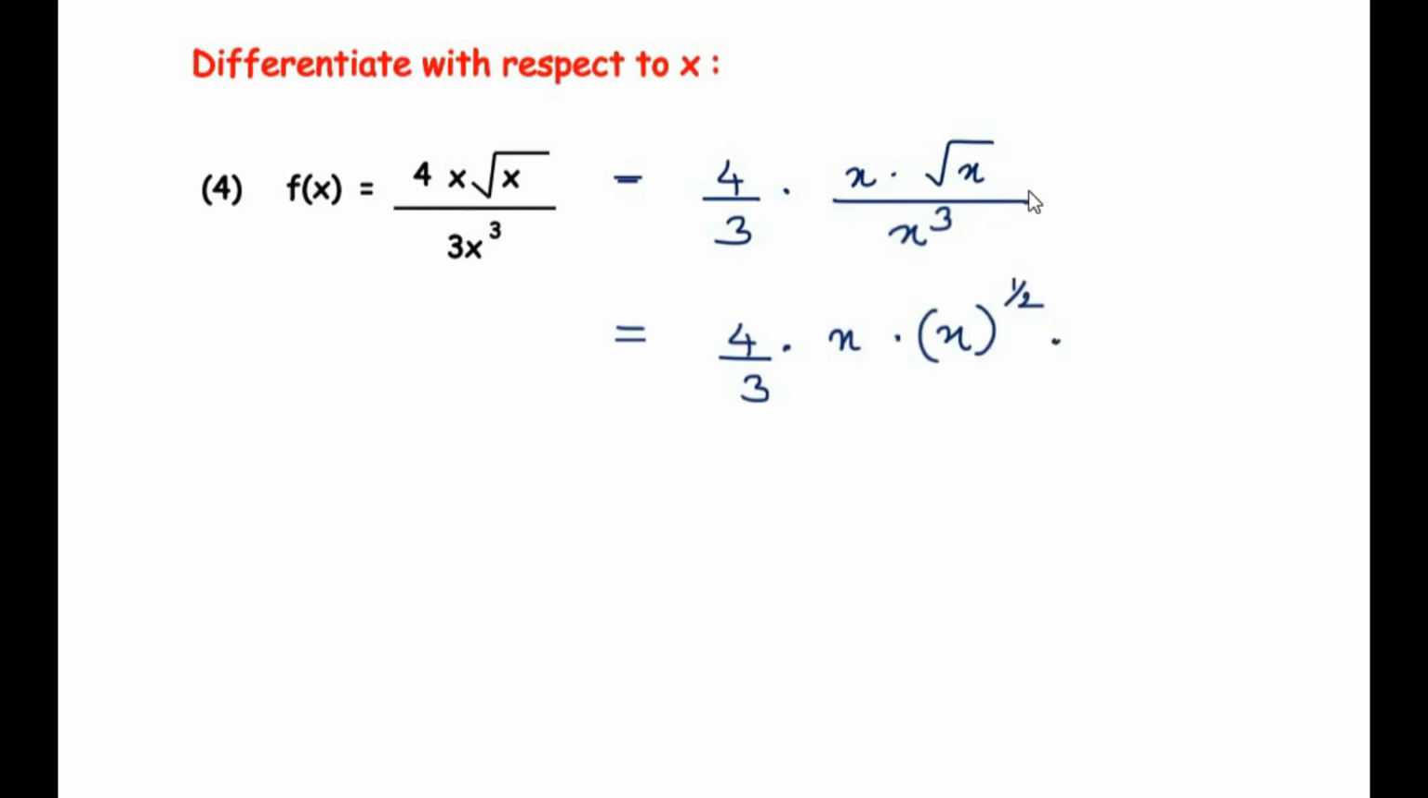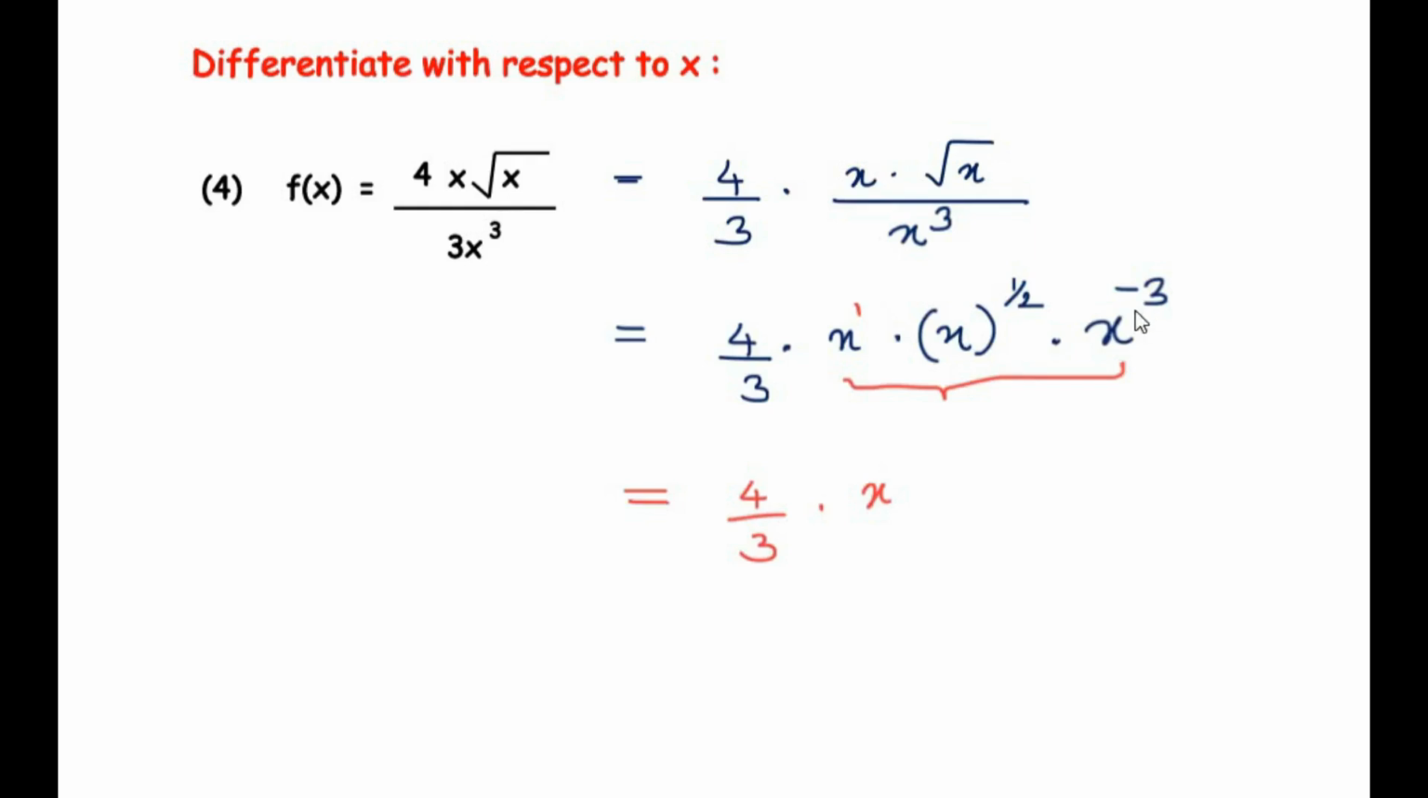times x cubed up, x to the power of -3. Now using laws of indices, we can see that the bases are the same, x, x and x, and there is a multiplication between the terms. So I can just add the powers together. So here I'm going to simplify as 4 over 3 times x.